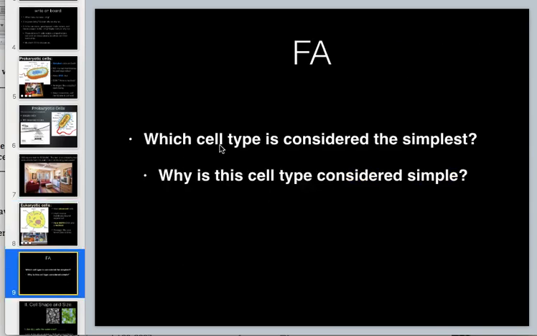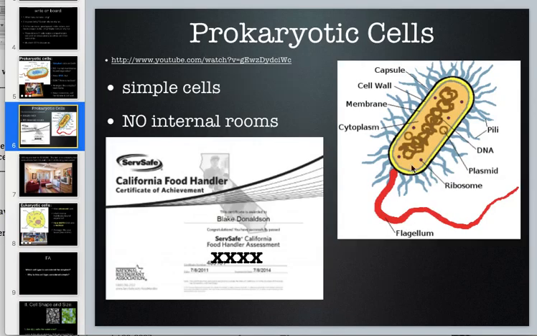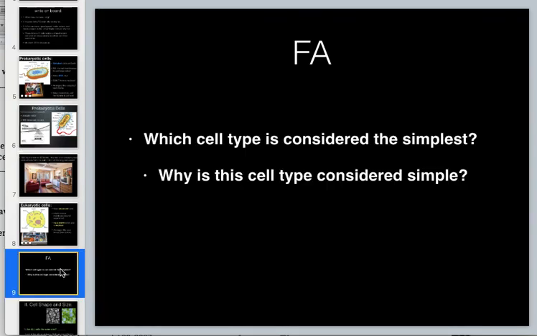So, which cell type is considered the simplest? Prokaryotes or eukaryotes? And why? Okay. Well, prokaryotes are considered simple because they have no internal membranes. They do not have a nucleus. They do not have a vacuole. They do not have a mitochondria. They do not have a chloroplast. So that's why they're considered simple.